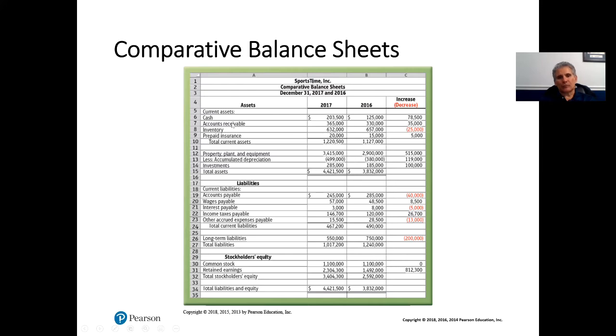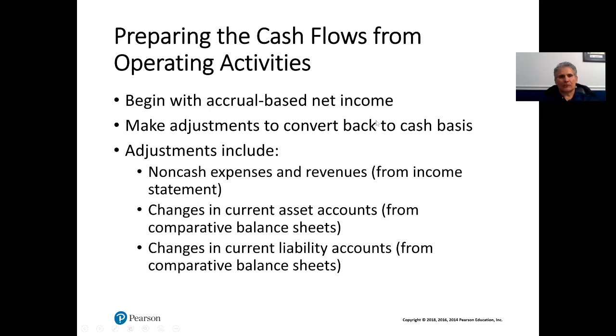So accounts receivable was $330,000 in 2016, and ended up being $365,000 in 2017. That was an increase of $35,000. Since it was an increase of $35,000, that's going to result in a negative or reduction on the statement of cash flows.